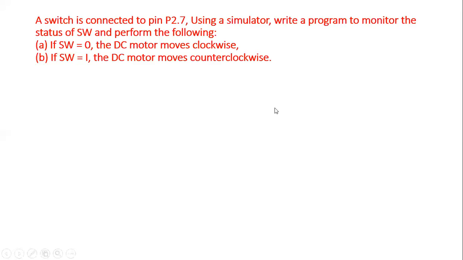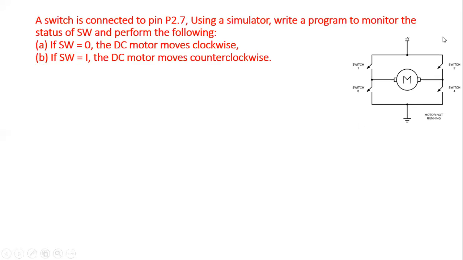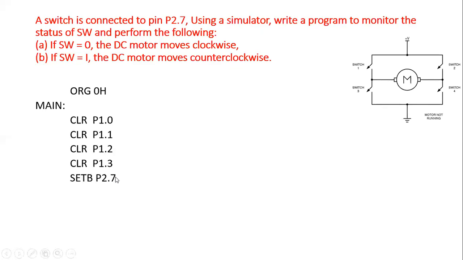Okay, so first let us see a simple assembly language program for how to do it. What you have to know here is, first you should know about your H bridge. Initially, we keep all the switches off, S1, S2, S3, S4 off. So, org, main program, clear P1.0, P1.1, P1.2, P1.3. Then to receive the input through the switch, we configure the seventh bit of P2 as an input by writing one into the corresponding latch.